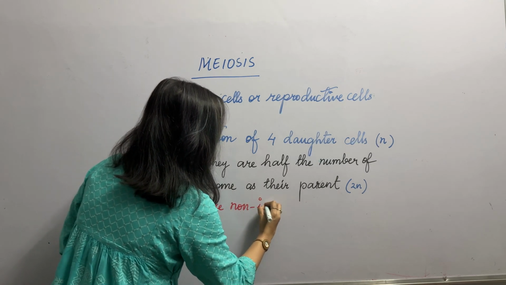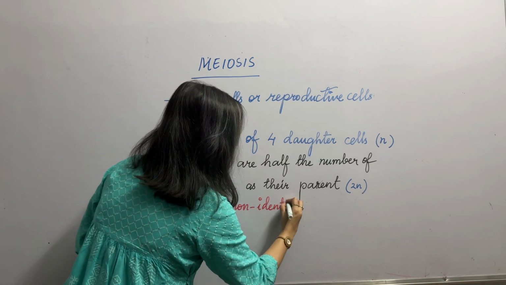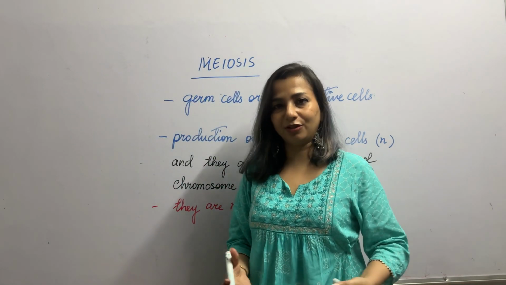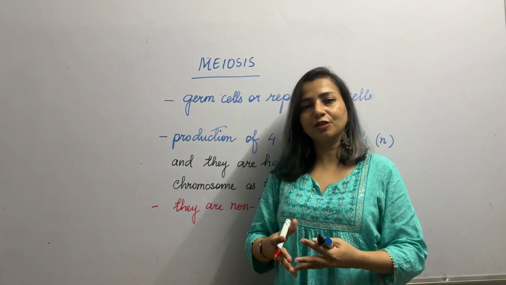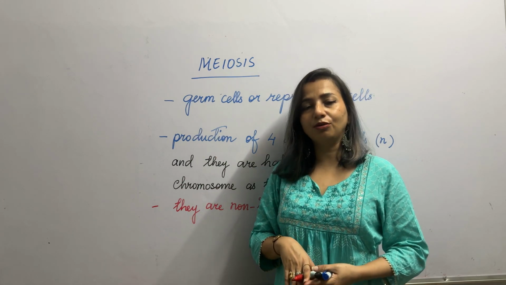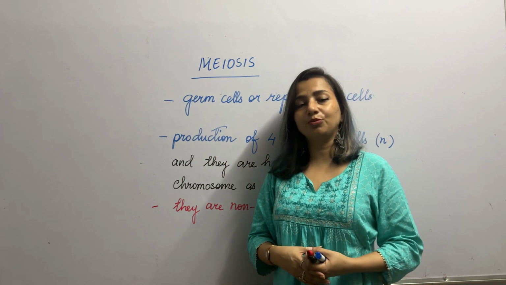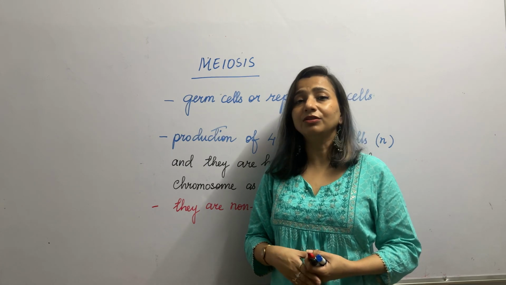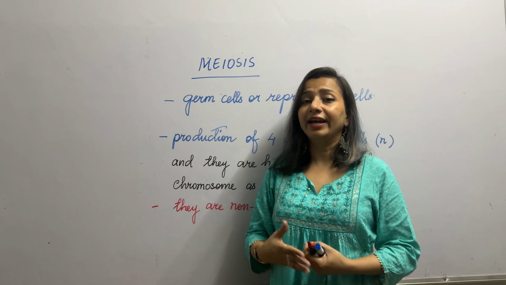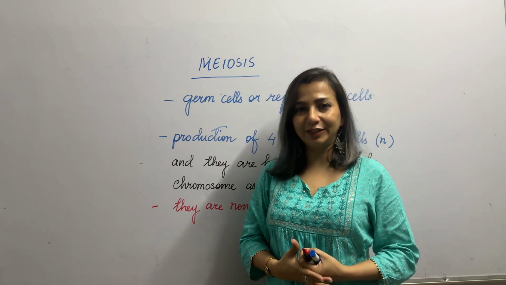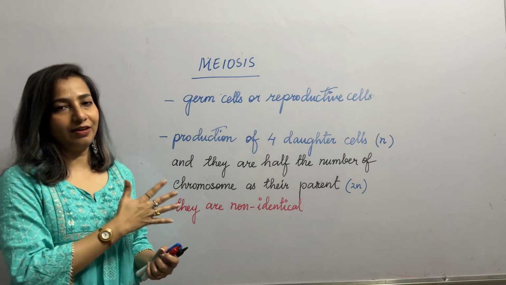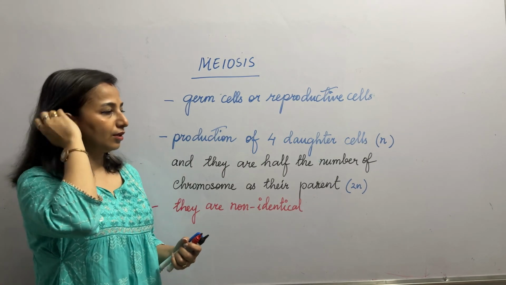Then the third important point is the daughter cells are non-identical. Non-identical meaning they are not similar to one another. They are neither similar to one another nor similar to their parent. So this kind of cell division brings about variation, which is very necessary for adaptation and finally survival. Clear?